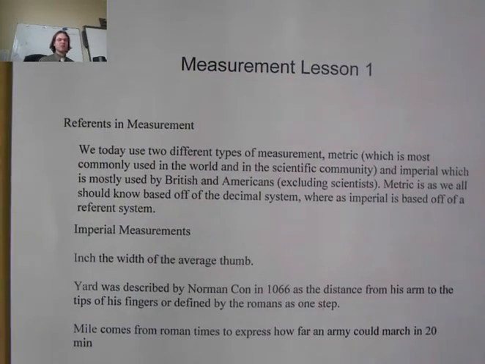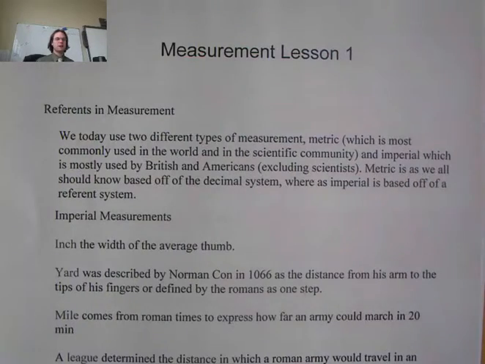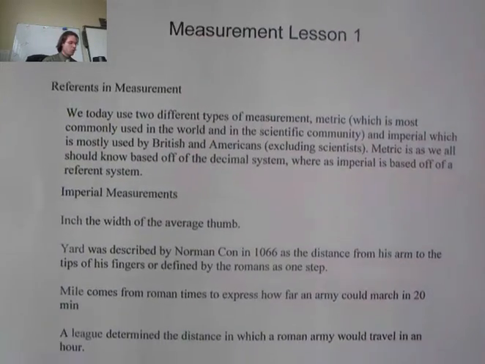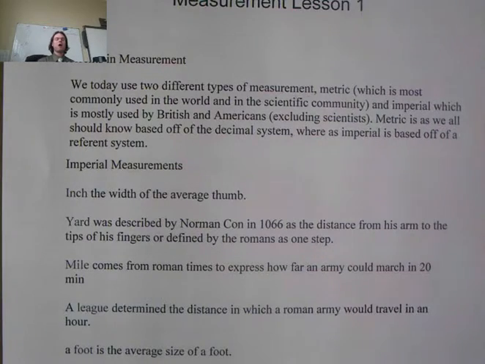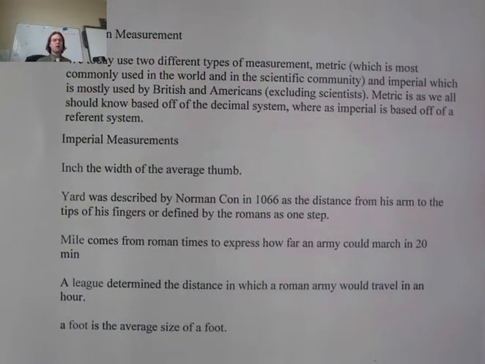Now, looking at this right here, these are some ideas of how the imperial system came to be. So an inch was your average thumb, okay? A yard was described from the distance from his arm to the tips of his fingers, or defined by 1 Roman step. Now the next part was a mile. A mile comes from how far the Roman soldiers could march in 20 minutes. A league is how far the Roman army would travel in an hour. Now the foot is about a foot.